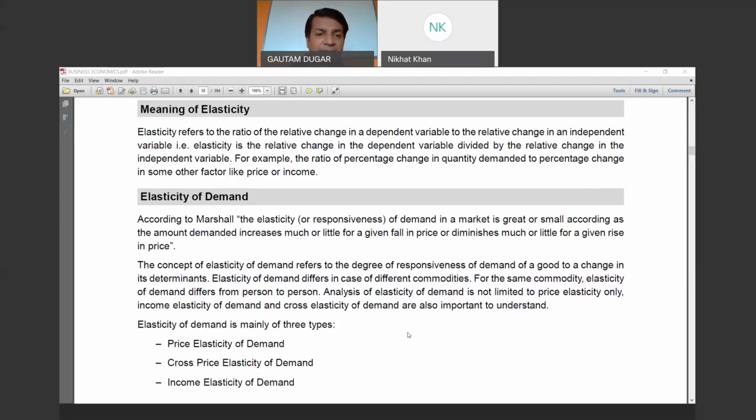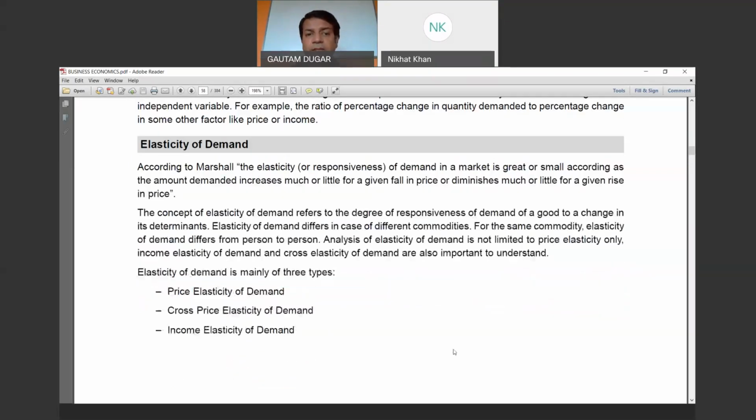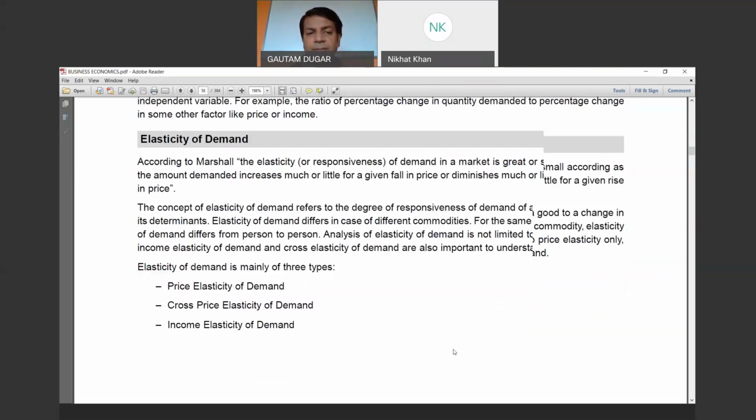Elasticity is basically of three types because there are three main factors which determine the demand for a commodity. One, price of the commodity. Second, income of the consumer. Third, prices of related goods. So accordingly, we have three types of elasticity: price elasticity, cross elasticity, and income elasticity. Rather, we'll first pick up price elasticity, second income elasticity, third cross elasticity of demand.